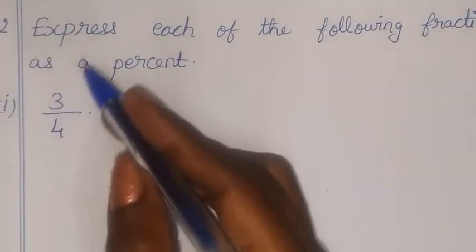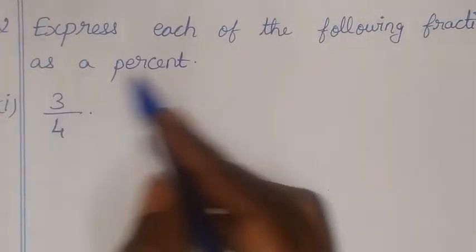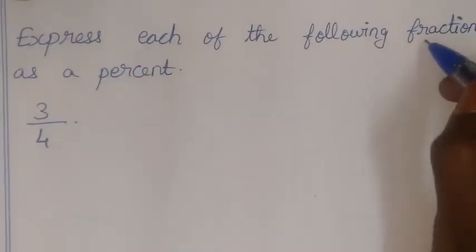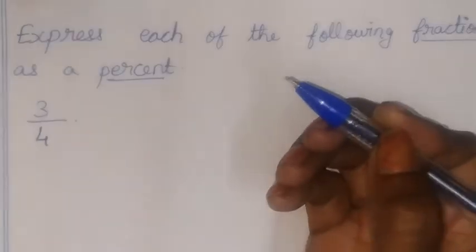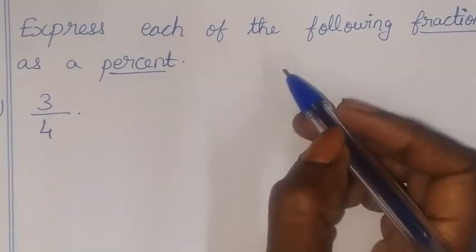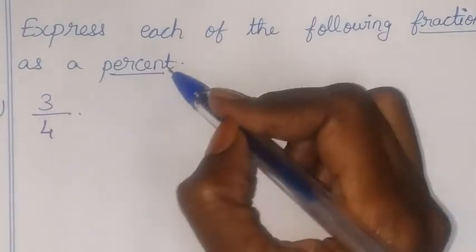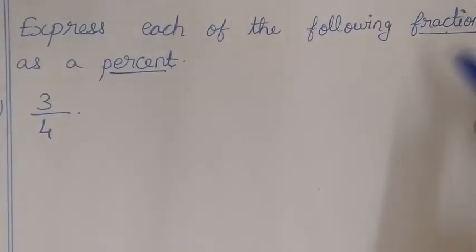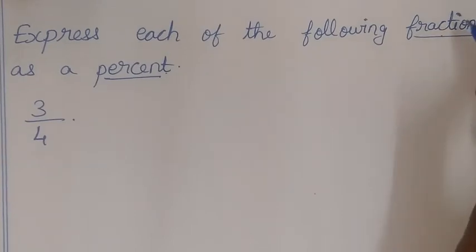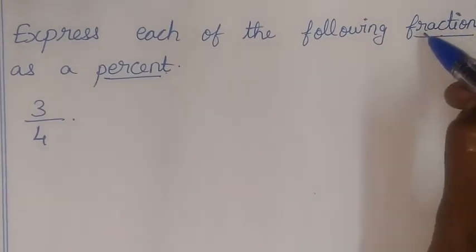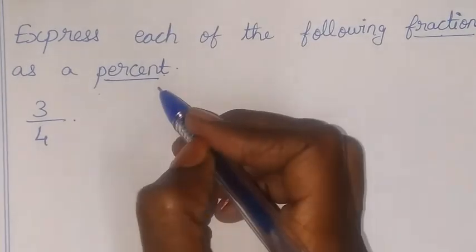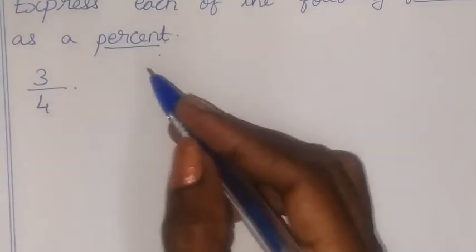Let's see the next sum. Express each of the following fractions as percent. Now we want to convert the fraction form to percent, so we want to multiply by 100. If we want to convert from percent to fraction, you have to divide it by 100. When it is the reverse process, like when we want to convert from fraction to percent, you have to multiply by 100. That's all.